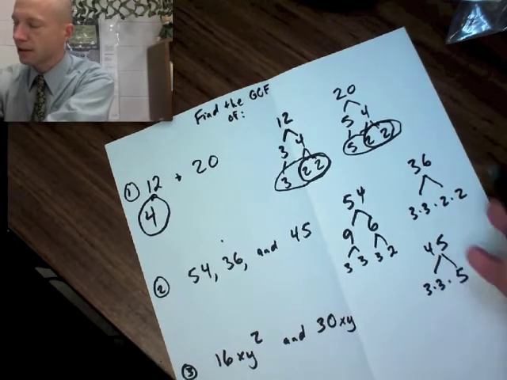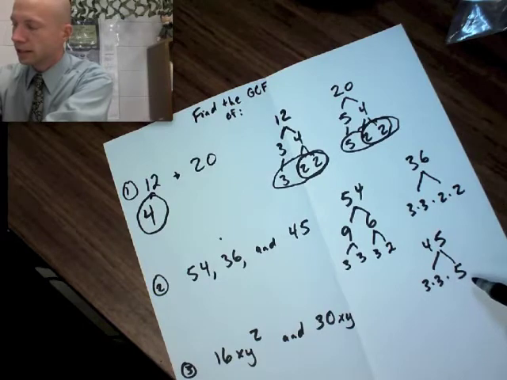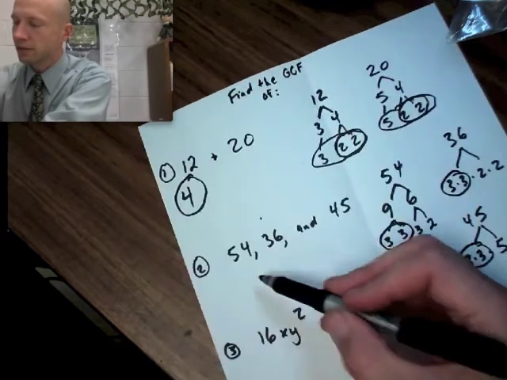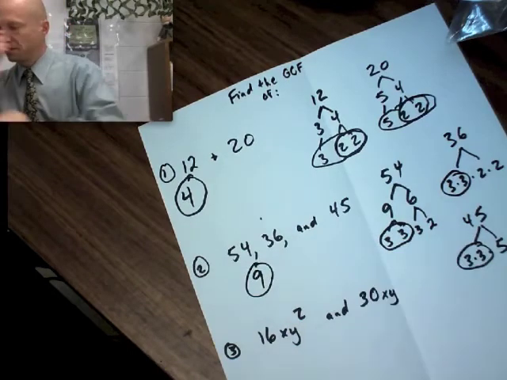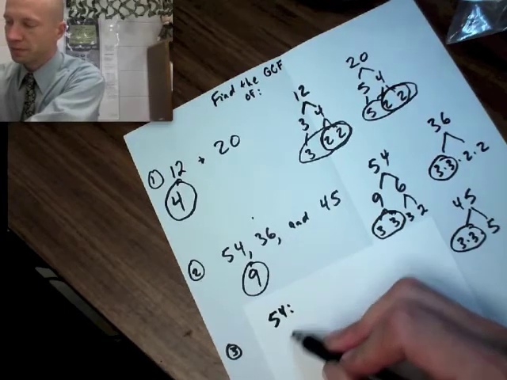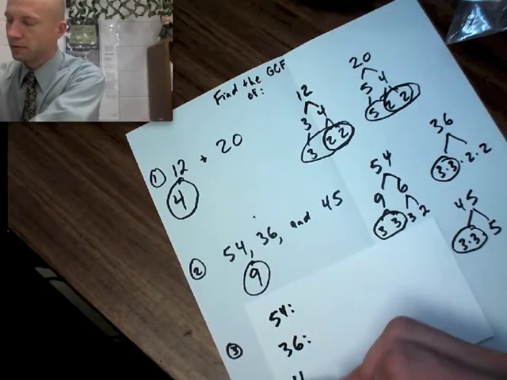Okay, what do these all have in common? Looks like they all have a 3 times 3. That's 9. Our greatest common factor is 9. Again, you can do that by listing the factors of all of your terms, 54, 36, 45.